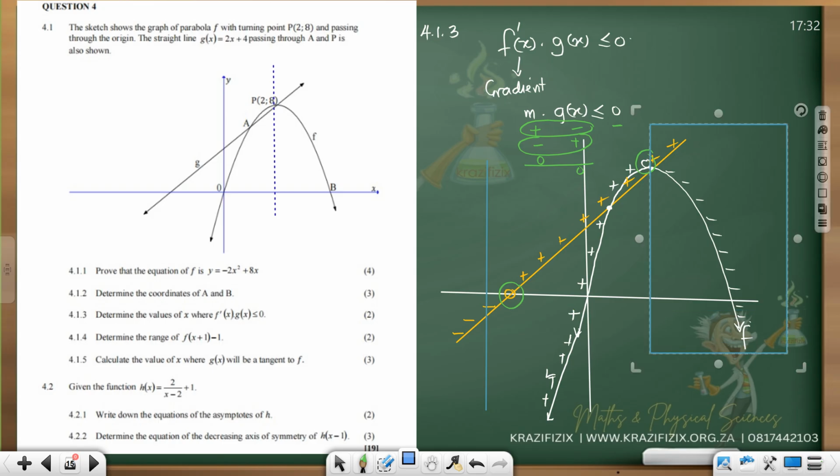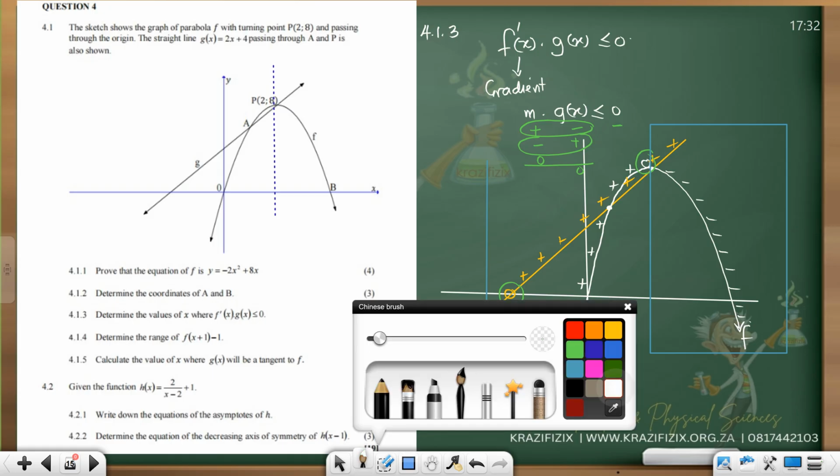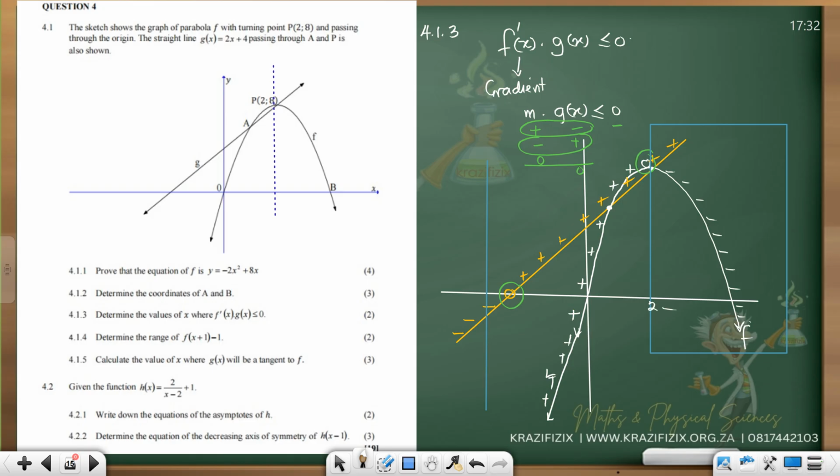So what answers do we have? We do have that point as 2. So x is greater than or equal to 2. Why? There's 0 at that point. And we need this point, exactly this point, which is the x-intercept. Oh, they want us to calculate again. Really? Okay.